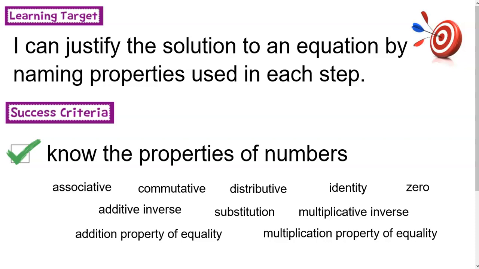By the end of this tutorial, you should be able to say that you can justify the solution to an equation by naming the properties used in each step. These are some of the properties that you'll be using today. Not all of them, but these are the most common.